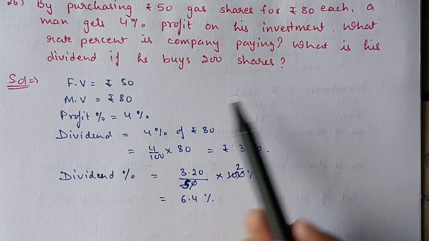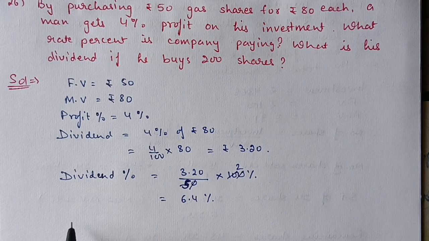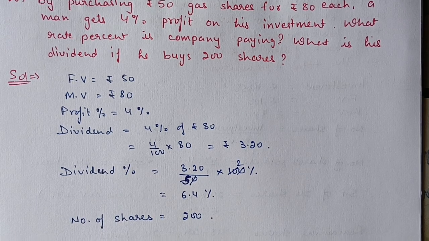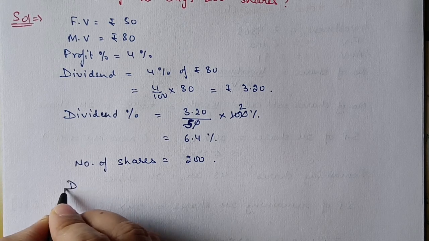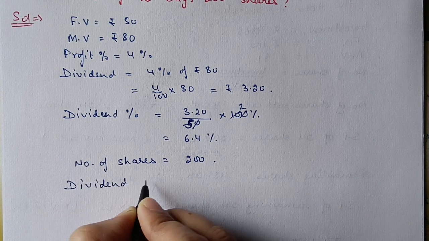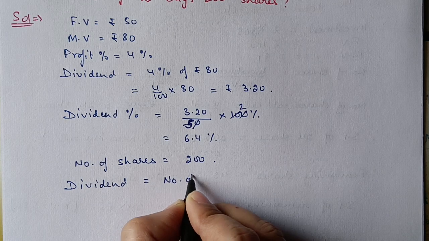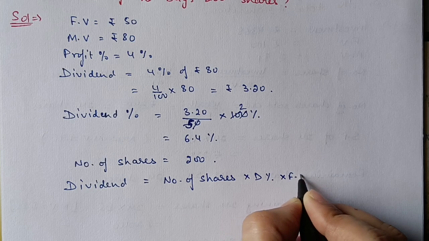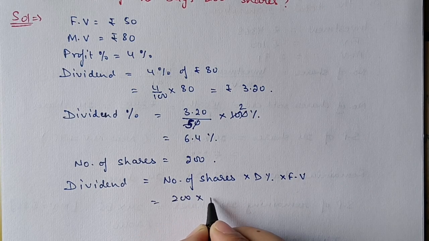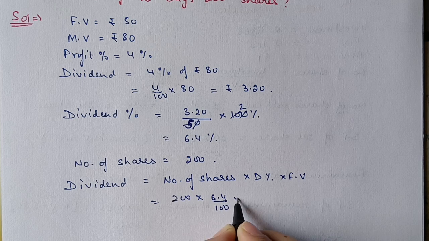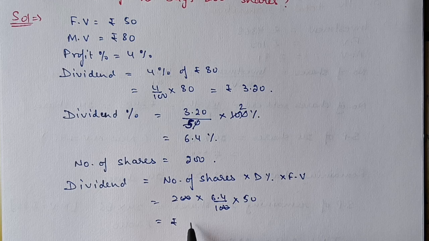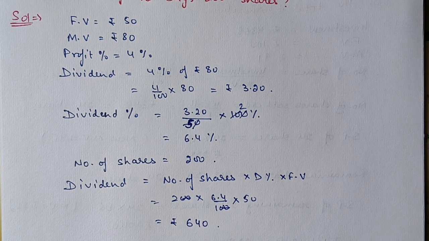Next they ask here what is his dividend if he buys 200 shares. So now the number of shares is 200. For these 200 shares, we have to find out the dividend. Therefore, dividend is equal to number of shares into dividend percentage into face value. 200 shares are there. Dividend rate is 6.4%. Face value is 50 rupees. After calculating, we will get here 640 rupees as dividend.